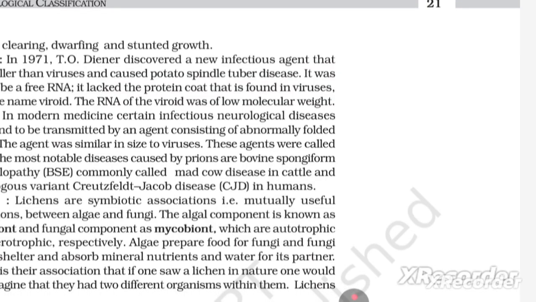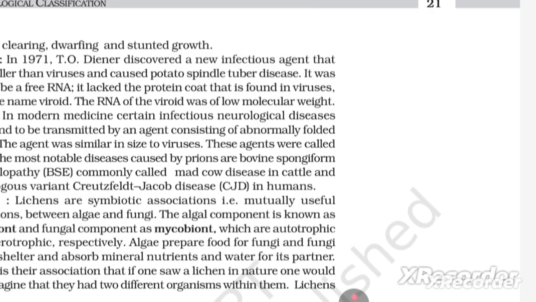Viroid. In 1971, T.O. Diener discovered a new infectious agent that was smaller than a virus and caused potato spindle tuber disease. It was found to be free RNA. It lacked the protein coat that is found in viruses, hence the name viroid. The RNA of the viroid was of low molecular weight.